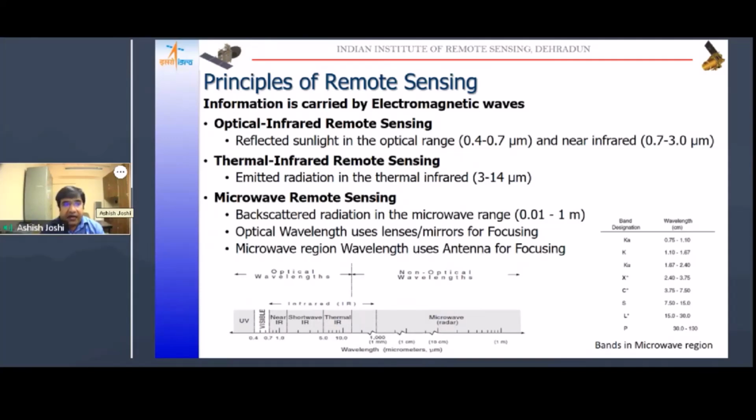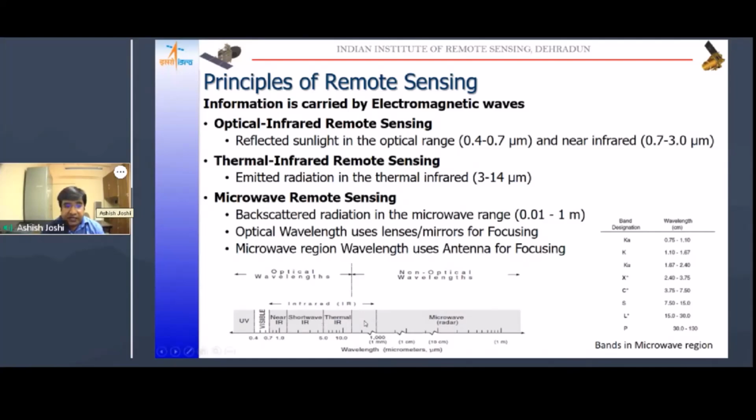In the thermal infrared remote sensing, mainly the emitted radiations we will observe through the thermal sensor. So mainly the remote sensing will be done in the thermal region. Now in the microwave remote sensing, basically the backscattered radiations in the microwave region are sensed by the sensor. Optical wavelength uses lenses and mirrors for focusing, but in the microwave region, we use the antenna for focusing.